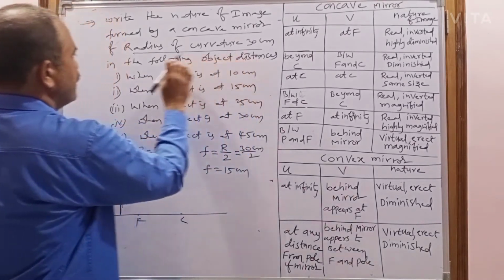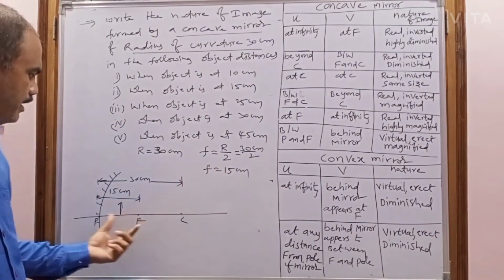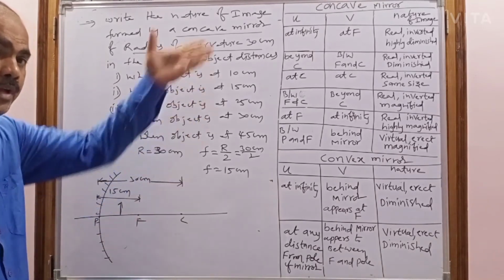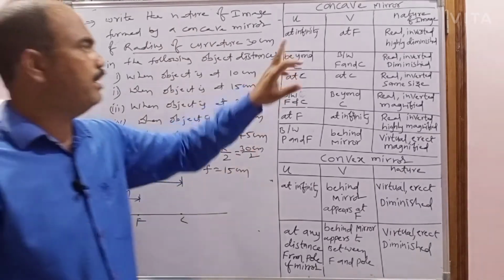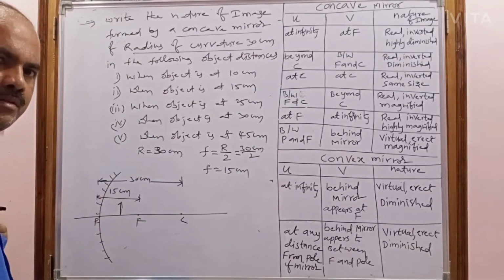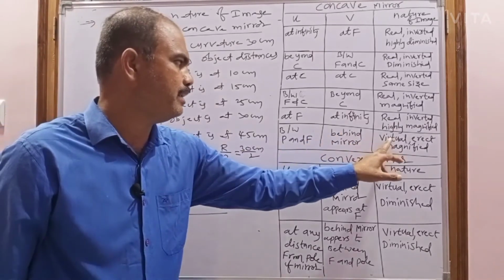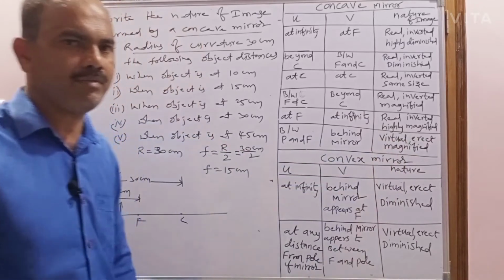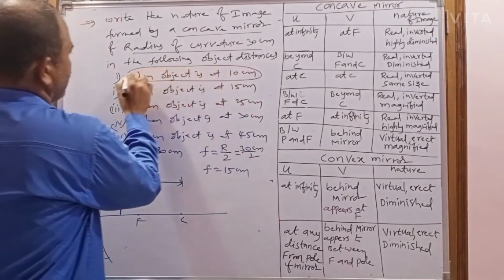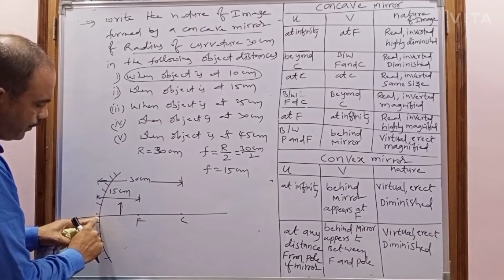Now you can guess where the object is. When the object is at 10, what is the focal length? 15. So the object is between pole and focus. Now you can guess where the image is formed. When the object is between pole and focus, where is the image formed? Behind the mirror. So you can draw the corresponding diagram behind the mirror, and you can also write the nature. What is the nature? Virtual, erect and magnified. Now you can write this answer for this object distance. When the object is at 10 centimeter, the object is between pole and focus.